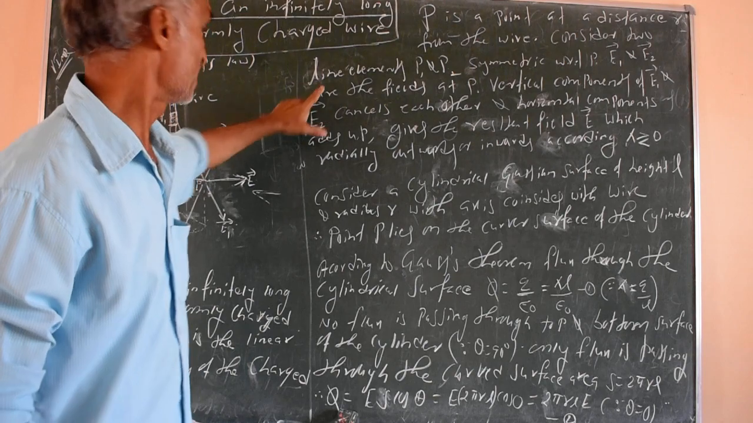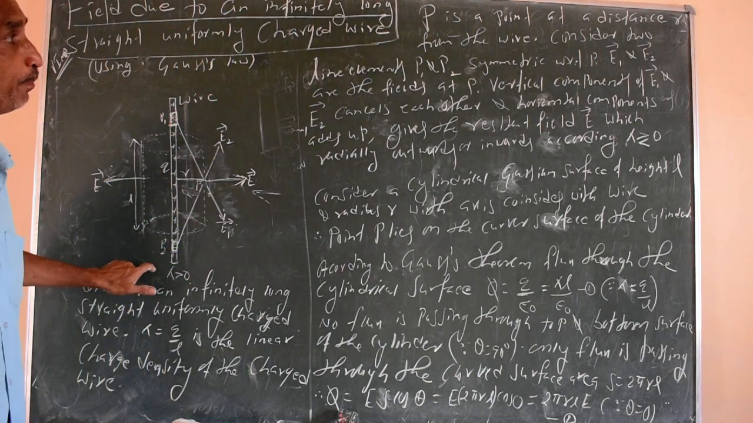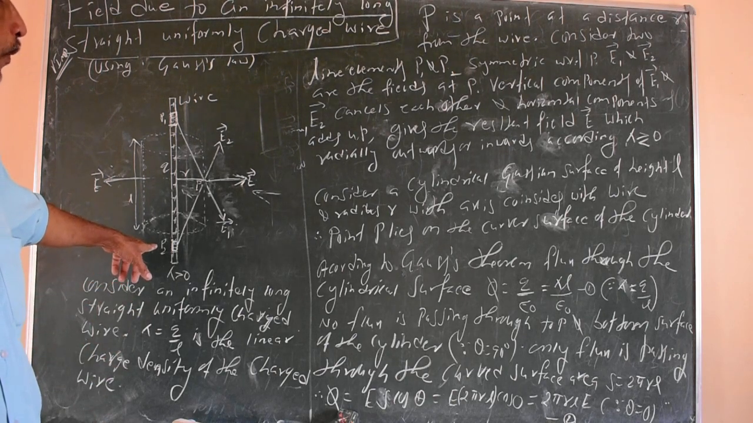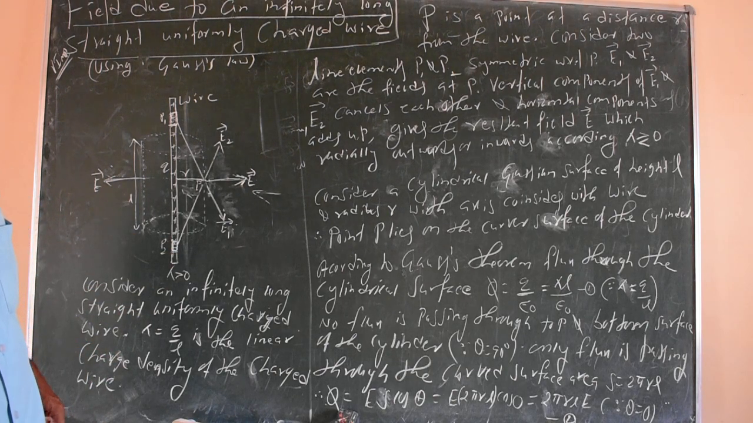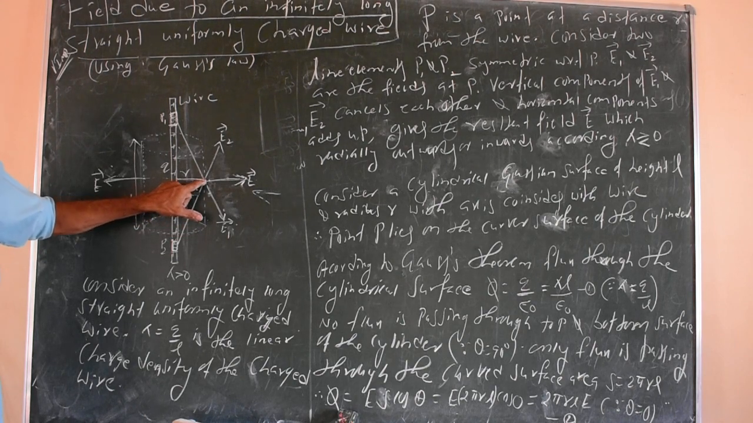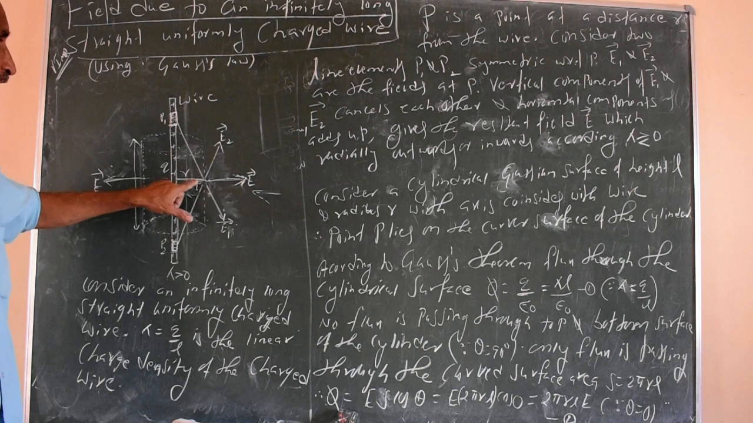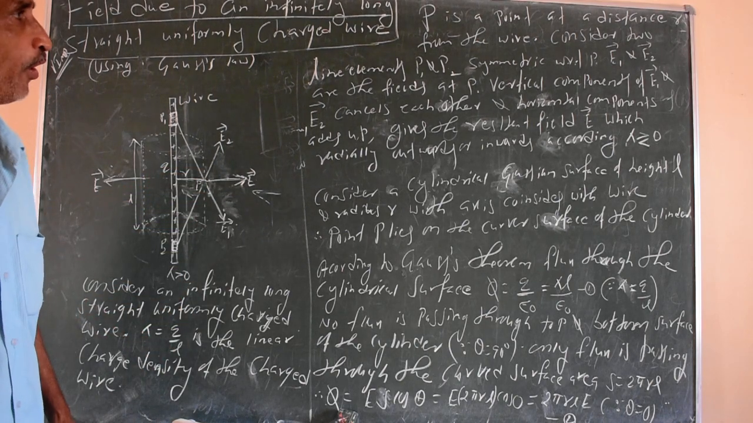Consider two line segments P1 and P2. In the textbook, two separate diagrams are given, so I have taken only one diagram, enough. Symmetric with respect to point P means P1 and P2 are at equal distances from the point P.